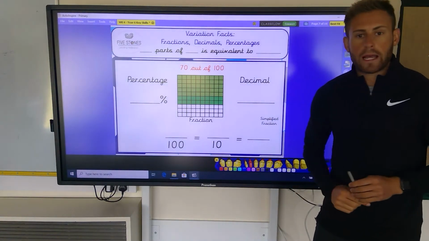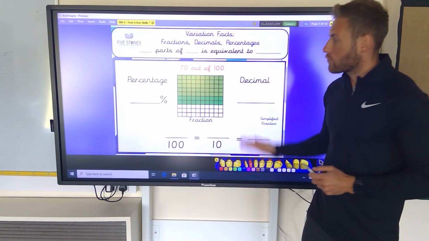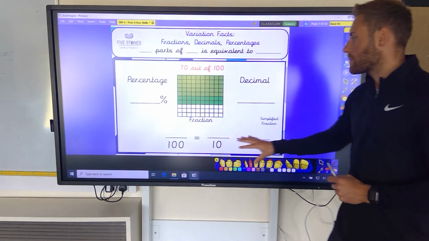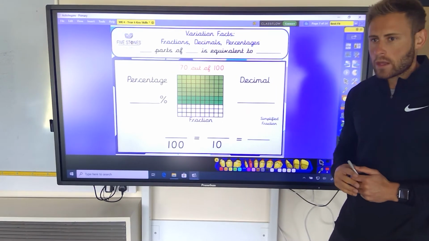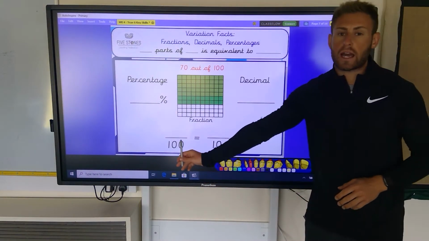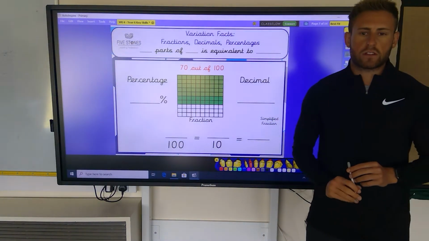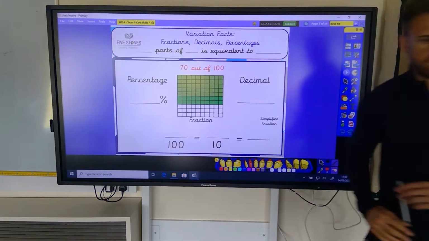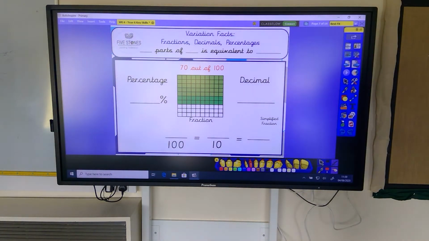This time we're playing with a different value here. We've got it represented in our grid. Remember that grid is great for linking the percentage, the fraction and the decimal. However, as you are representing them, I want you to make sure that you're simplifying the fraction to the smallest form. Okay, off you go. Pause the video if you'd like more time.